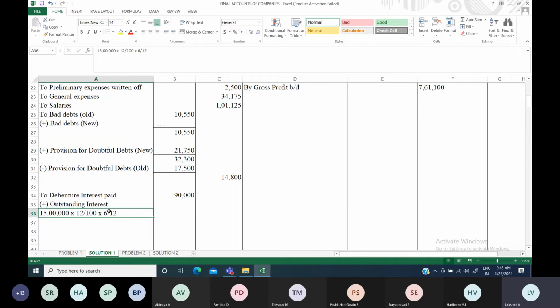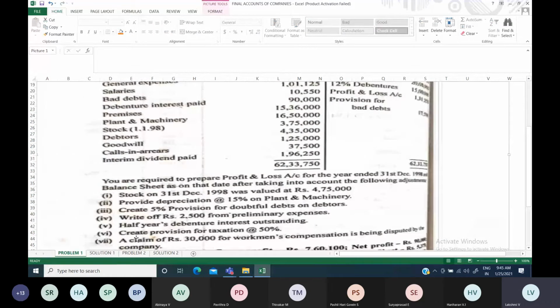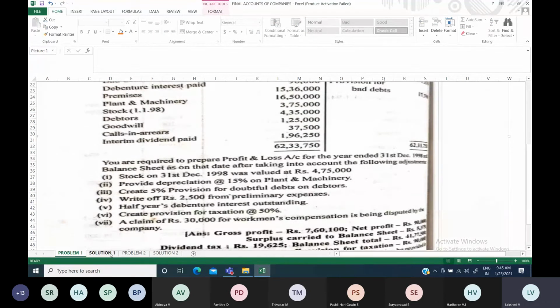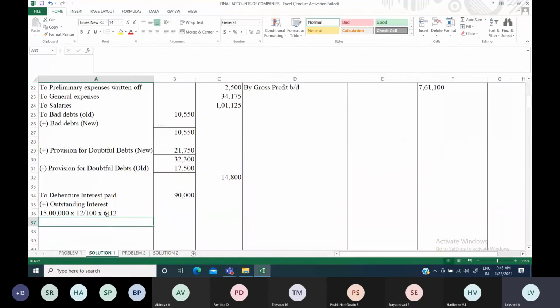But only if you do it for 6 months will you get that half year debenture interest outstanding. So you have to do it this way, 6 by 12, or half also you can do. So 15 lakh into 12 by 100 into 6 by 12. If it is given as 9 months due, then you will do 9 by 12. If it is 3 months due, you have to do 3 by 12. If it is 1 year outstanding, just don't do anything here.